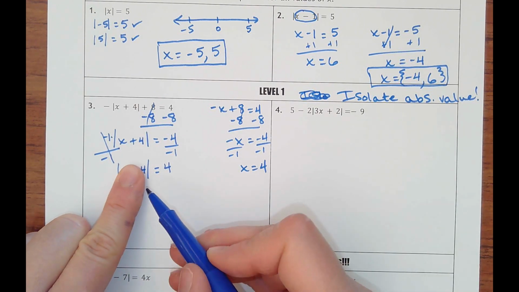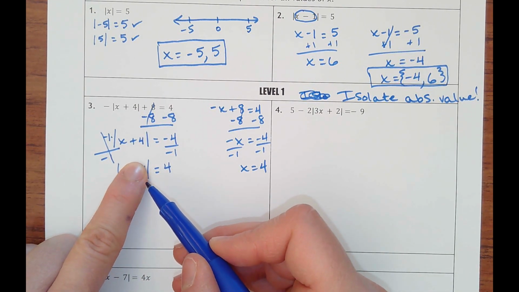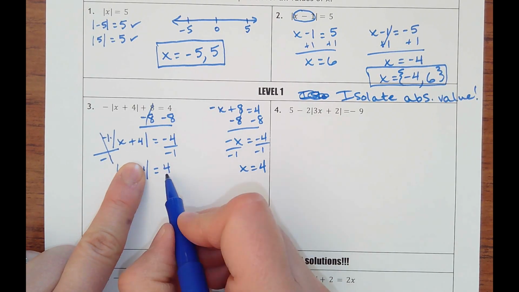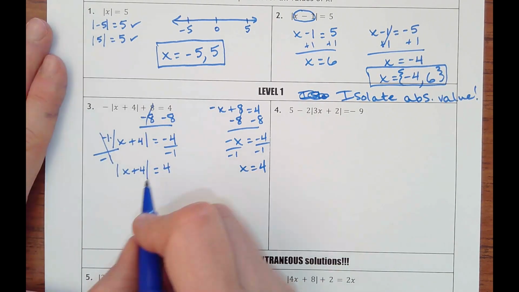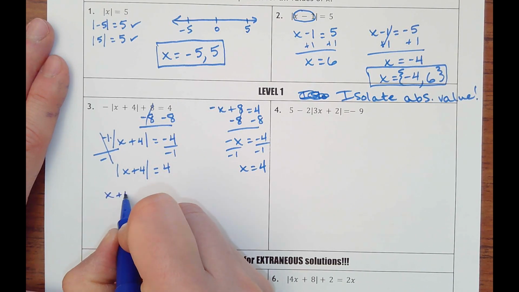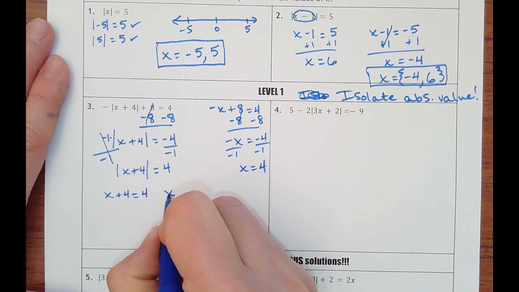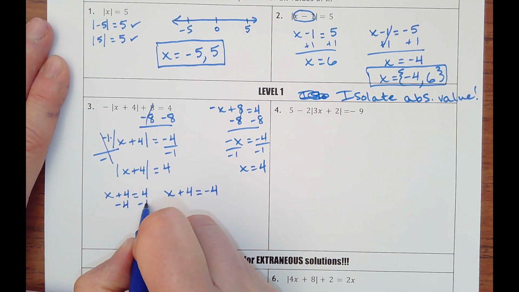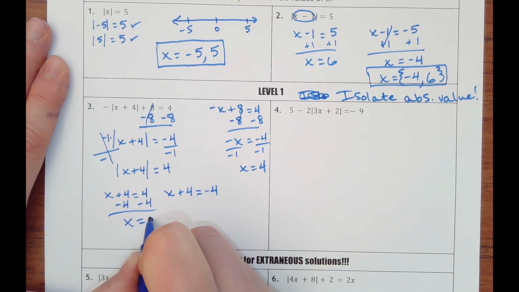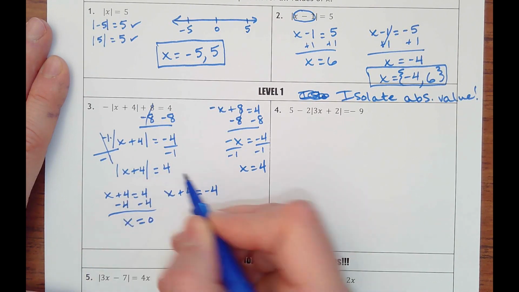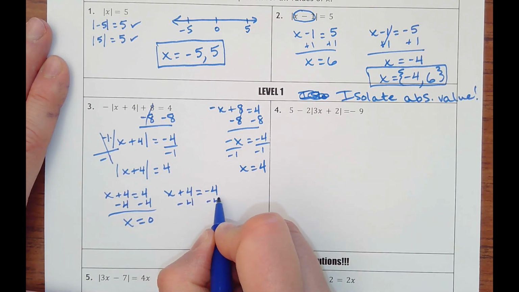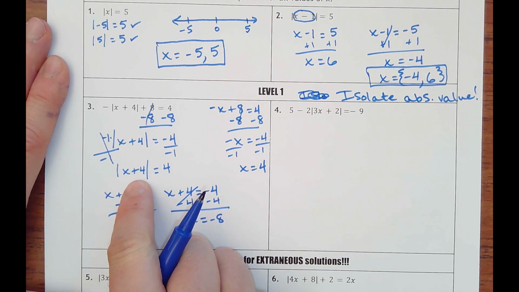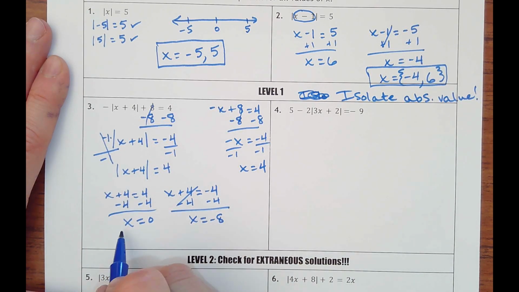So I'm saying that no matter what is inside of here, I know that when I plug a number in and add it to 4, I need to get this to come out to be 4 or -4. So I make my two equations and figure out what two numbers make that true. One number would be 0, because 0 plus 4 is 4, absolute value of 4 is 4. The other number would be -8. -8 plus 4 is -4, absolute value of that's 4.